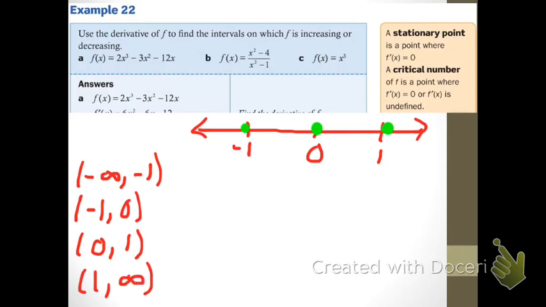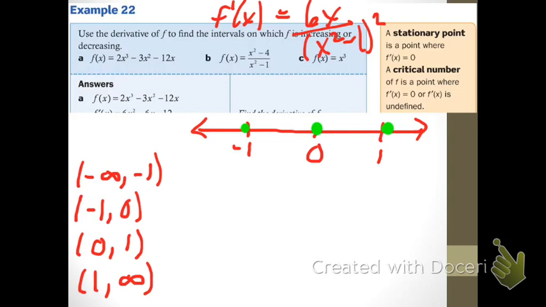And simply what I want to do is determine what is the sign of the first derivative at each of those values. So have your calculators handy. You already know what the first derivative's equation is. We know it was f prime of x equals 6x over (x squared minus 1) squared.